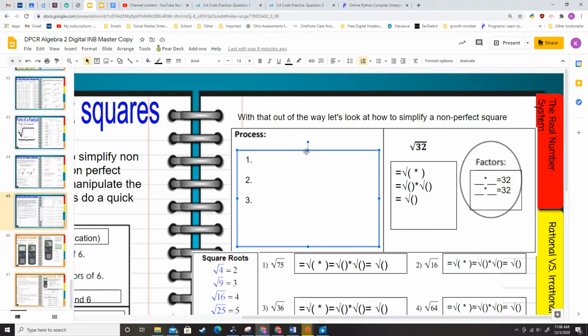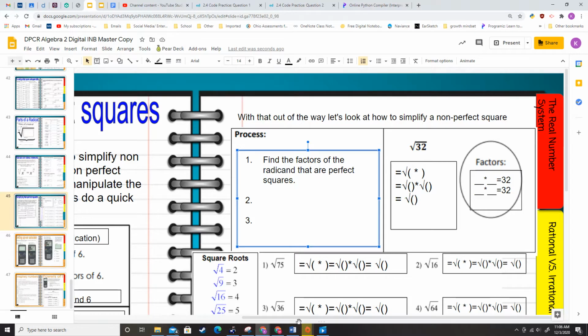Everything has a process. So, first off, we are going to find the factors of the radicand that are perfect squares. So we're looking for the groups of numbers that multiply to give us 32, and we're looking for which one of these have perfect squares.